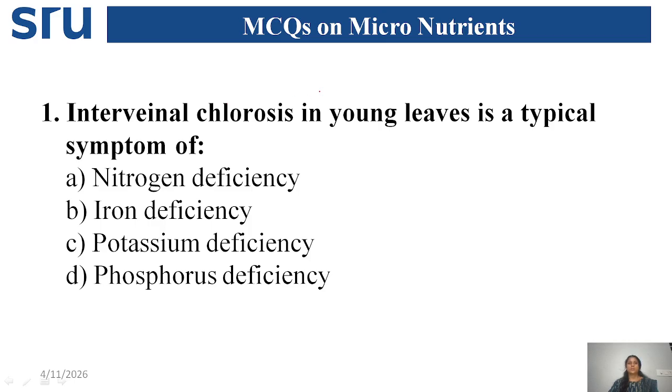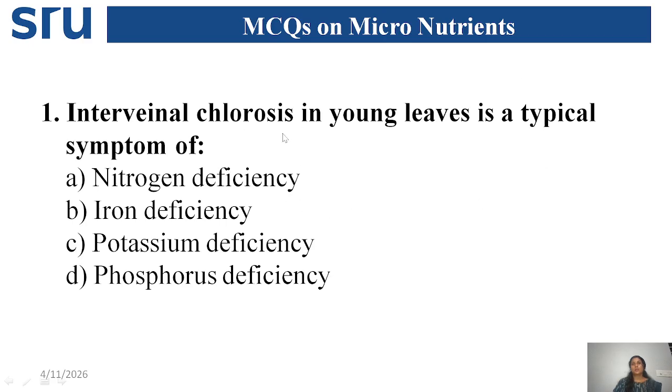Some 7 to 8 MCQs we can solve, just for your understanding of how questions can come from these micronutrients. Interveinal chlorosis in the younger leaves is a typical symptom of which deficiency? Interveinal chlorosis, I mentioned, in older leaves is because of magnesium. Interveinal chlorosis in older leaves, but the leaf margins become curled inward.